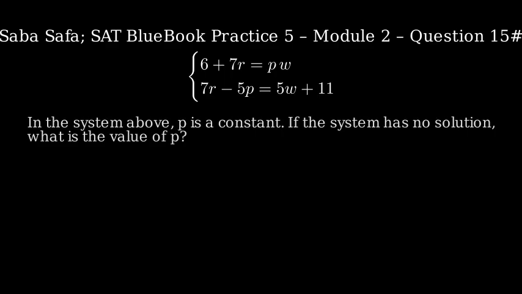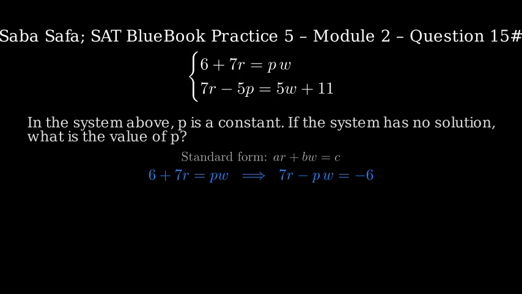Let's first rewrite both equations into the standard form, a r plus b w equals c. From 6 plus 7, r equals p times w. Move everything to one side to get 7r minus p times w equals negative 6. From 7r minus 5p equals 5w plus 11, bring the terms together to get 7r minus 5w equals 11 plus 5p.